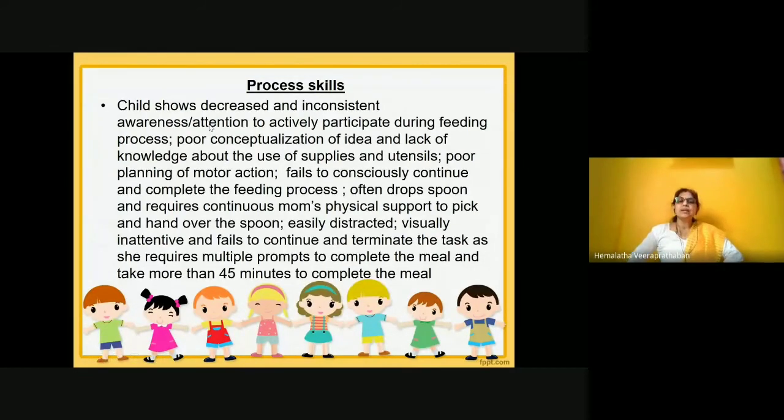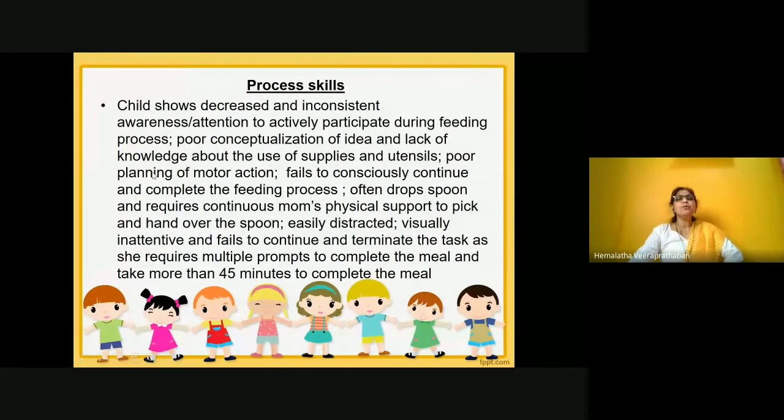She has poor conceptualization of ideas and lacks knowledge about the use of supplies and utensils. She is unable to open the water bottle. She's dependent. She's unable to put the straw in. So a lot of supplies and utensils she doesn't know, even though she has adequate motor skills.